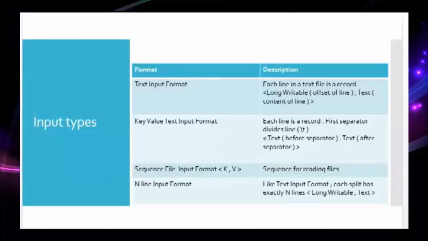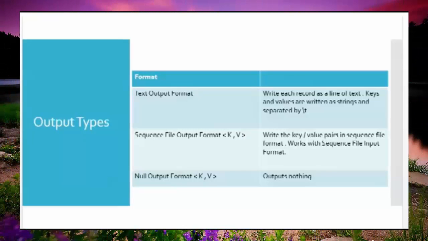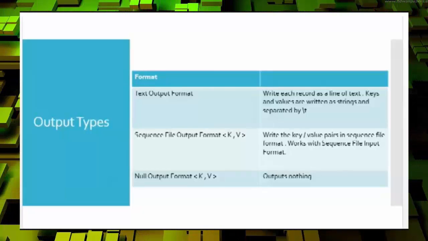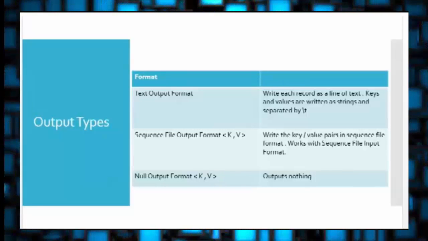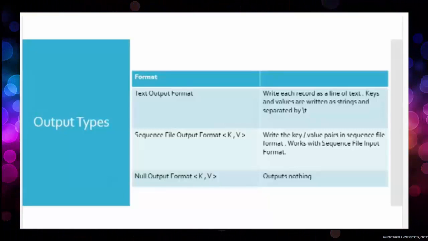As with input types, I wanted to talk a little bit about output types. So I put some of the most common ones here. So you have the text output format, which is key value, the sequence file output format, or the null output format. So the text writes each record as a line of text. Keys and values are written as strings and separated by a tab, which can be changed in the mapred.textoutputformat.separator property. The sequence file output format writes the key value pairs in sequence file format.